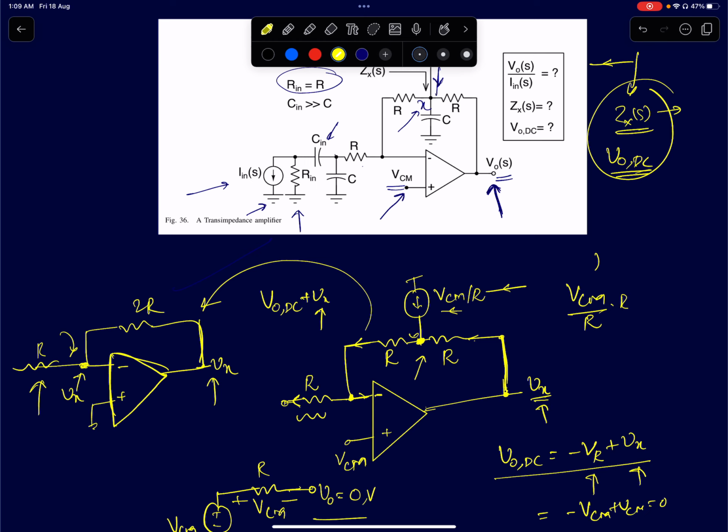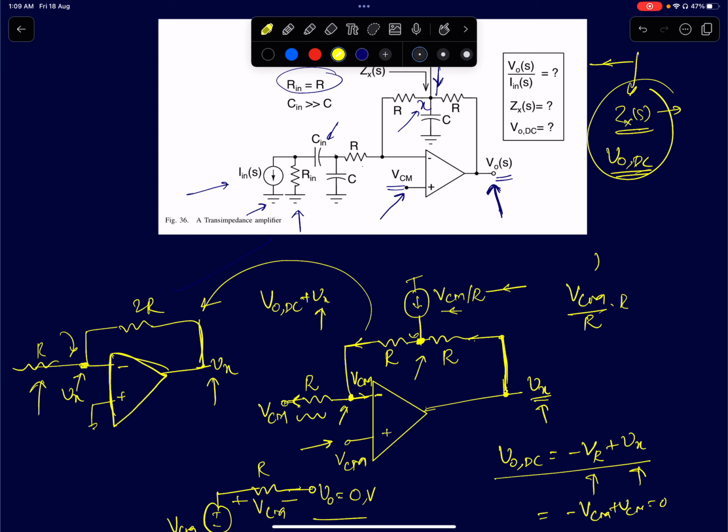Now you can apply all the results that you know. The first result is that the inverting and non-inverting terminals will track each other. So the DC voltage at the positive terminal is VCM. This node will also come to VCM. Okay, it's at VCM. Then the inverting terminal will also come to VCM. And since the current through the resistor is 0, the other terminal of the resistor will also be at VCM.